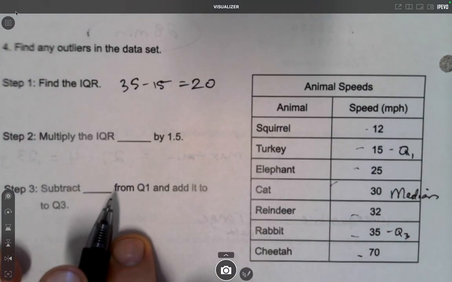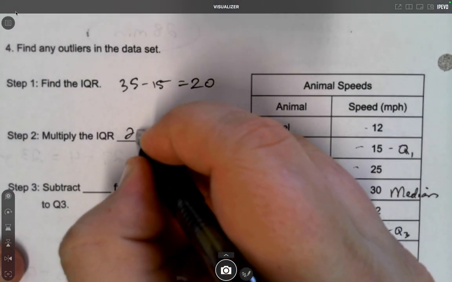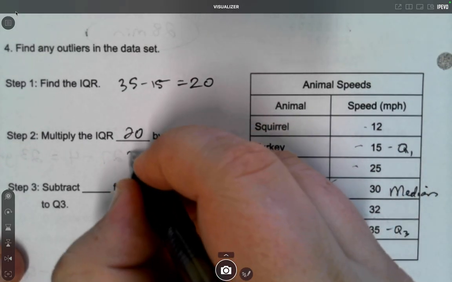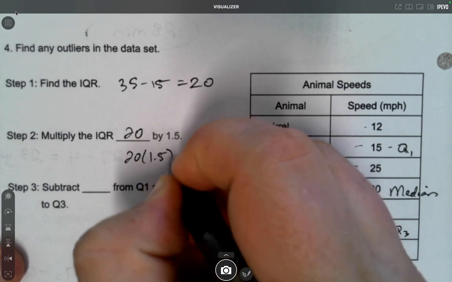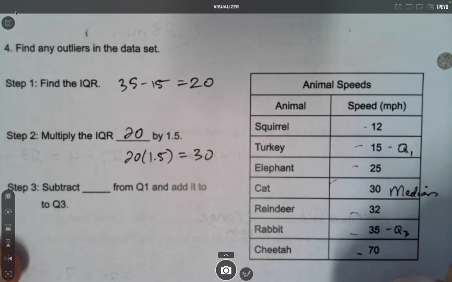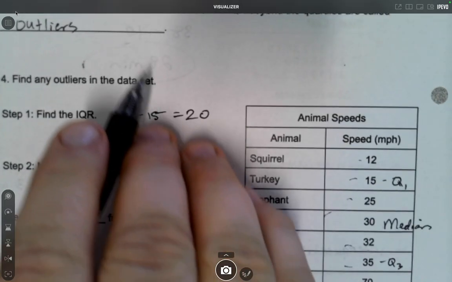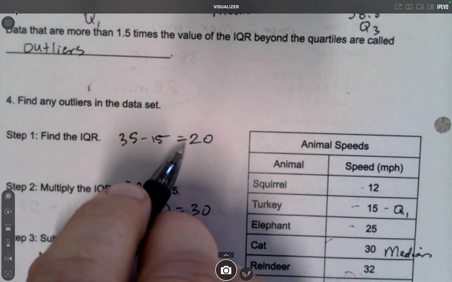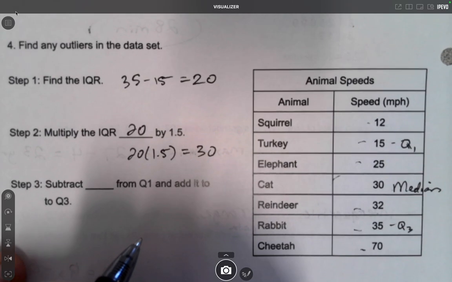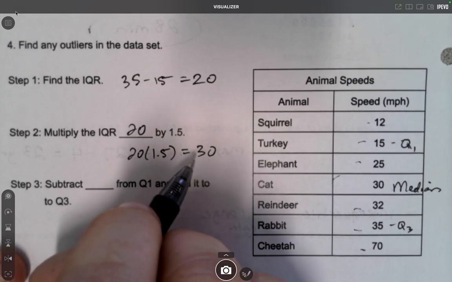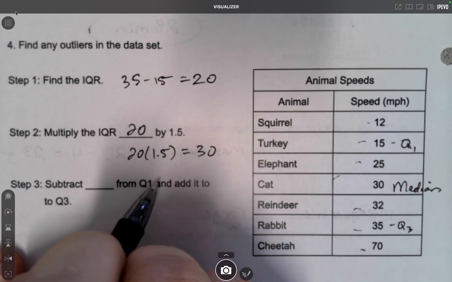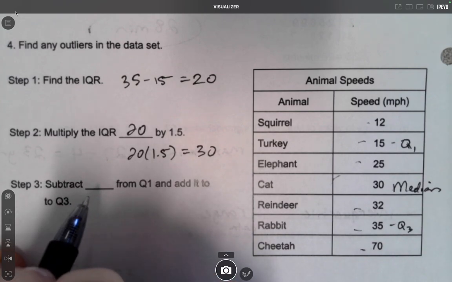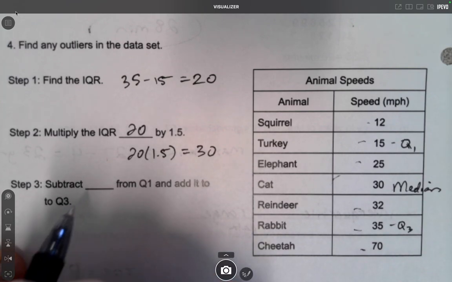Now it says multiply the IQR, which is 20, by 1.5. So 20 times 1.5 gives me 30. So 30 is 1.5 times the value of the IQR. So we found the IQR, multiplied it by 1.5. Now, we want to know anything that is more than 30 below Q1 or more than 30 above Q3 is an outlier.